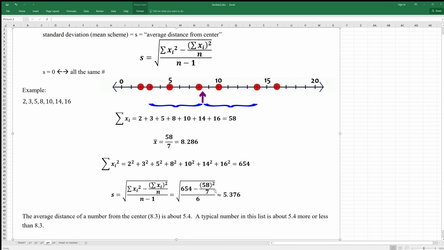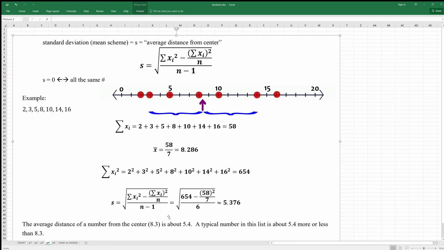Again, if you forget to take the square root, the variance is 28.9 something. 28.9 is not a plausible average distance from the center. Call it 29. Will I buy that on average a number in this list is 29 more or less than 8? No, it's way too big. So always ask yourself whether the answer is plausible or not, and that will give you a good idea of whether you're right or not. The average distance of a number from the center, 8.3, is about 5.4. A typical number in this list, an average number in this list, is about 5.4 more or less than 8.3.